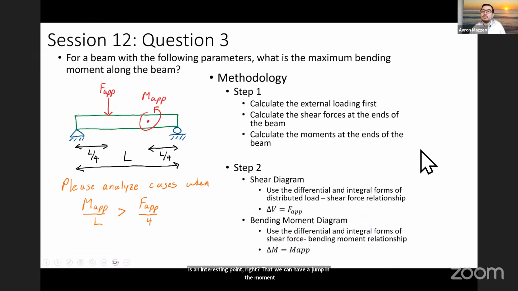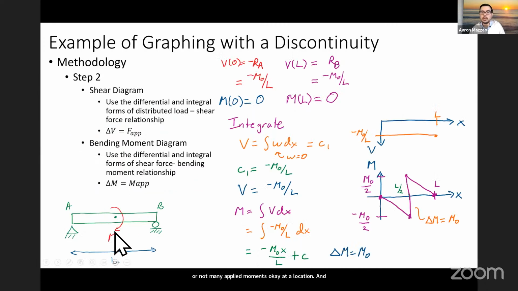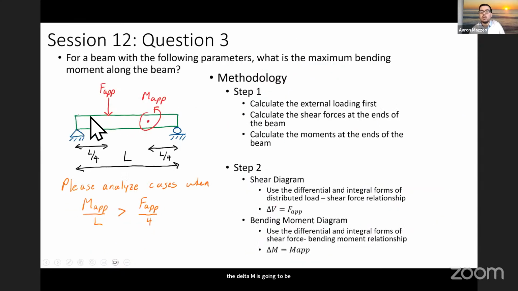The homework problem is the following. Here is a simply supported beam that has both an applied force and an applied moment at a location. And notice that that moment is acting in the opposite direction, which means that delta M is going to be negative as you go from left to right. Notice if you go from right to left, then a negative jump, if you're going from left to right, would become a positive jump.